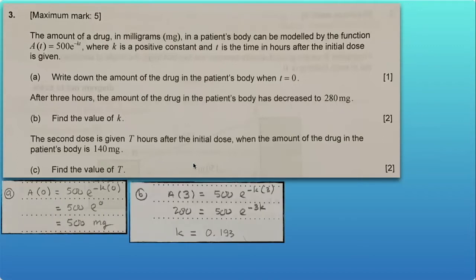So the time is 3 hours. Therefore, A of 3. So we substitute T with 3, is equal to 500 times e to the power of negative K times 3. And we know the amount of the drug after 3 hours, which is 280 milligram. So A of 3 is equal to 280, and that's equal to 500 times e to the power of minus 3K. Now let's use TI.